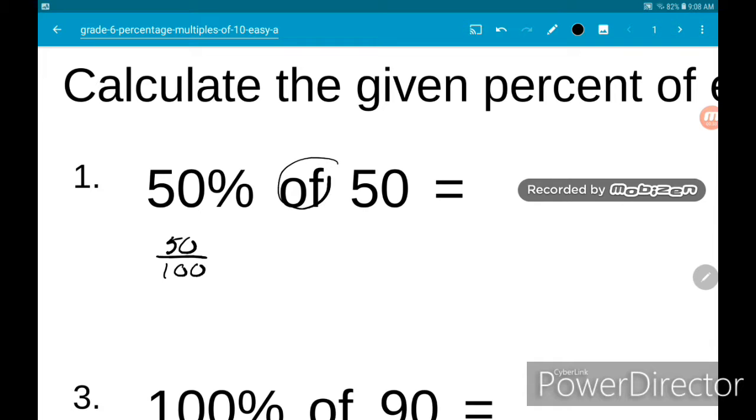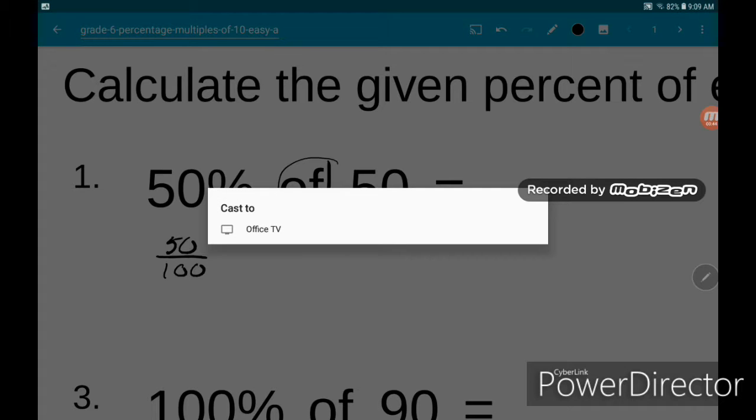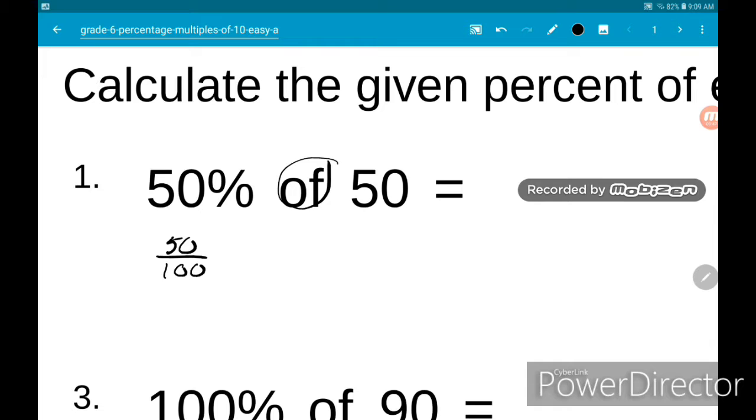The word "of," every single time, no matter what type of problem, always means multiplication. So we have a math sentence: that times 50 equals something. That is a math sentence. We change 50% to a fraction, which we learned how to do yesterday. Of means multiplication. 50 equals something.